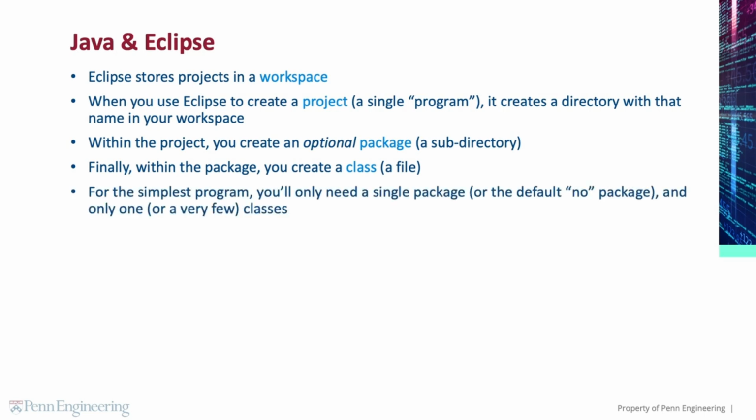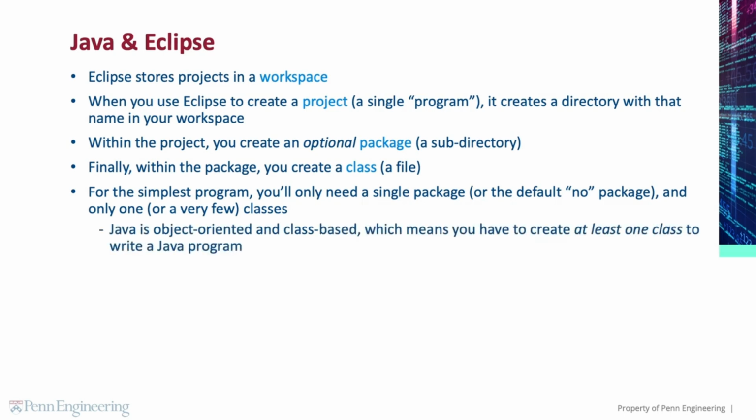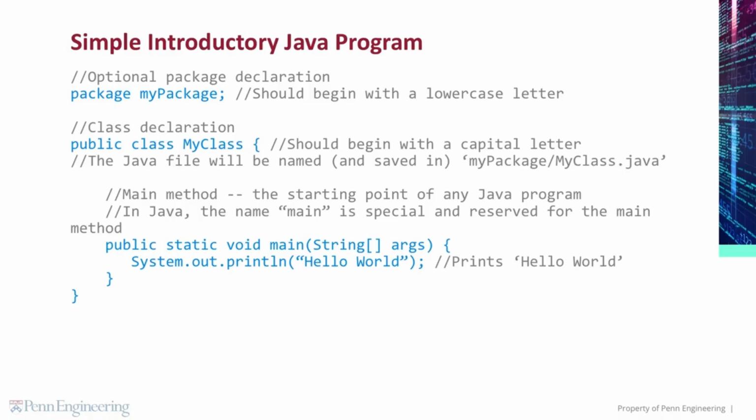For the simplest program, you'll only need a single package or the default no package, and only one or very few classes. Java is object-oriented and class-based, which means you have to create at least one class to write a Java program. Here's a very simple Java program. At the top, there's an optional package declaration. It should begin with a lowercase letter and use camel case, which means each word in the middle of the phrase begins with a capital letter.